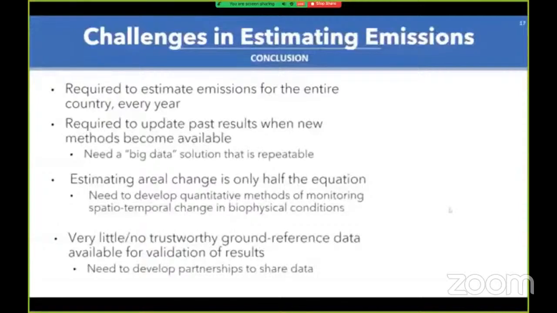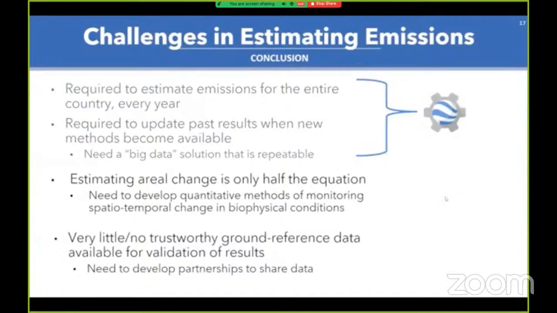Just at the end, I wanted to talk about some of the challenges that we have in estimating emissions and how they fit in with Google Earth Engine and other cloud programs. Emissions have to be estimated for an entire country every year. For Canada, we have a gigantic country, so we definitely need to use some sort of big data approach. We also need to go back and update our methods when we've changed. So if remote sensing wasn't used before, then we need to add it. We need to go back and reproduce all of our numbers from 1990. So obviously that is an excellent example of using Google Earth Engine.